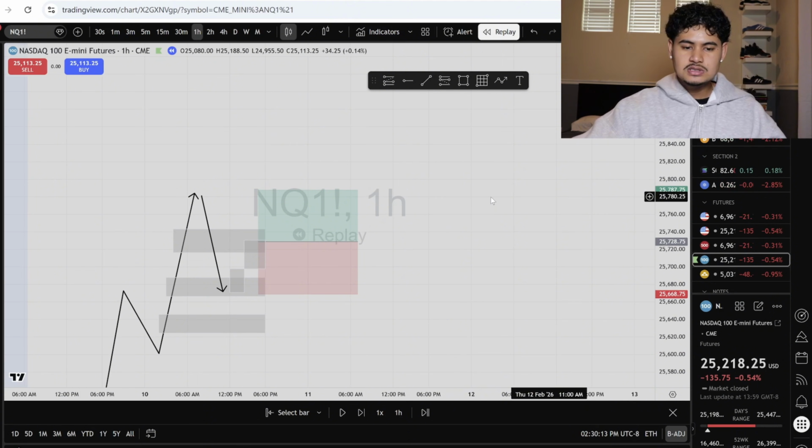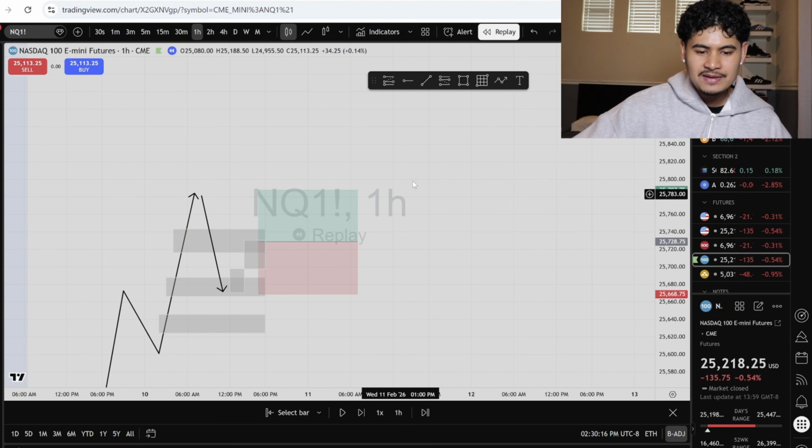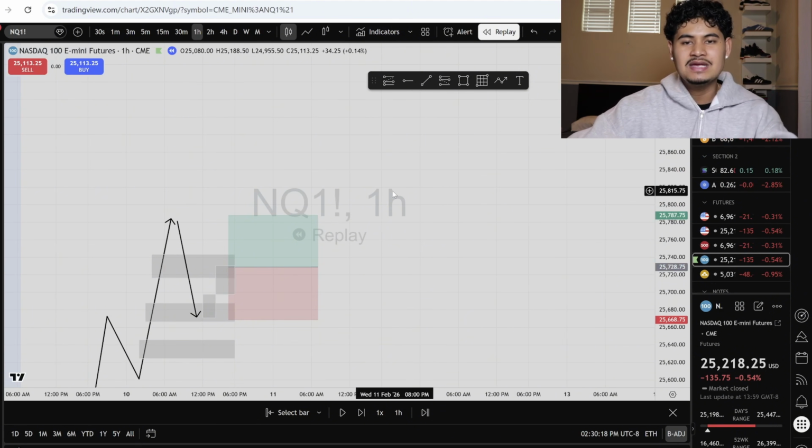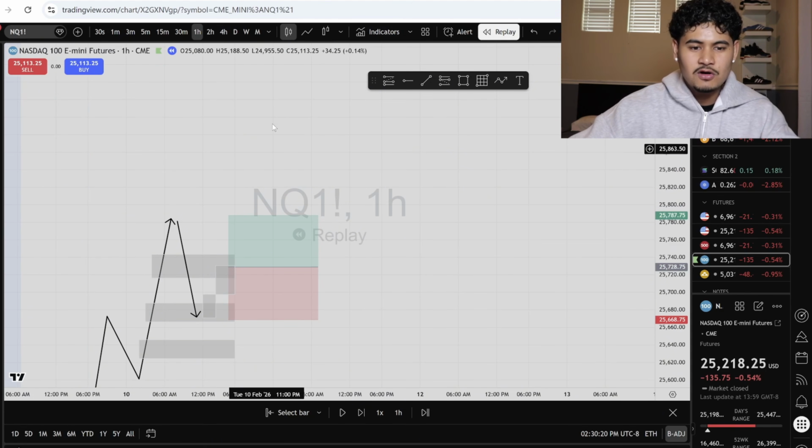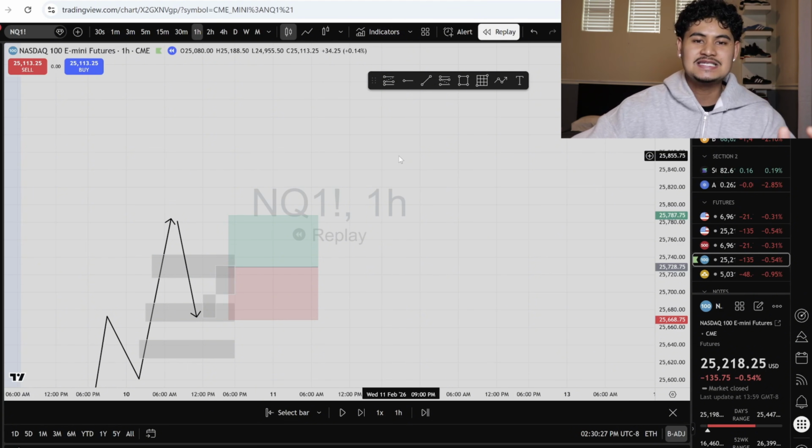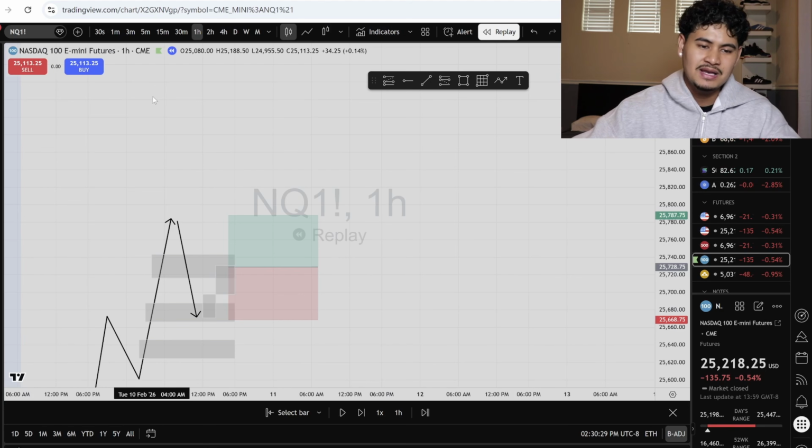I also use 5-minute and 15-minute time frames. 5-minute and 15-minute time frames for fair value gaps is what I consider an A+ fair value gap. I stay away from 1-minute and 3-minute fair value gaps.